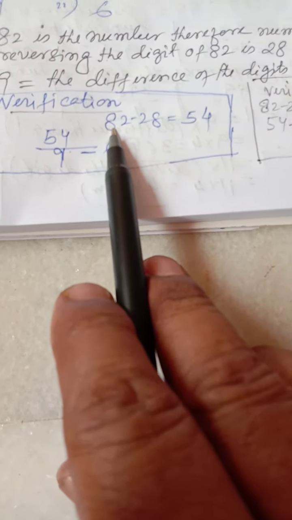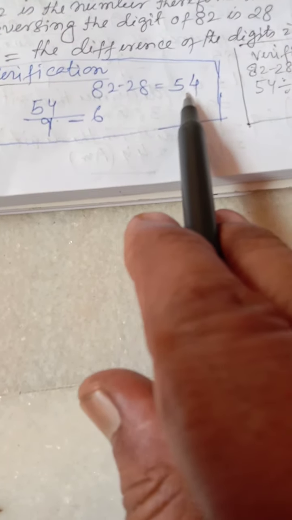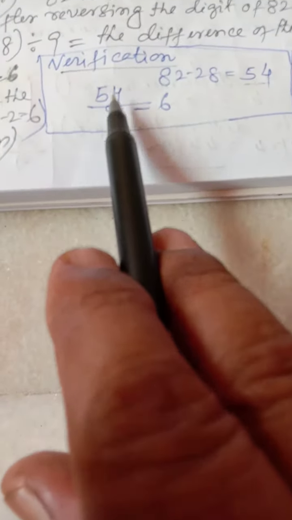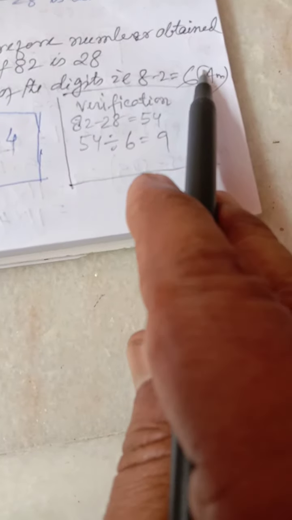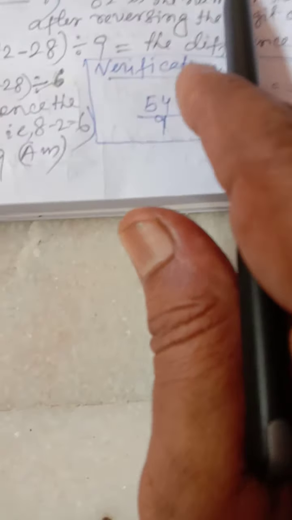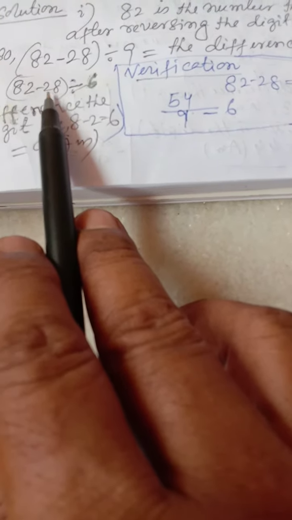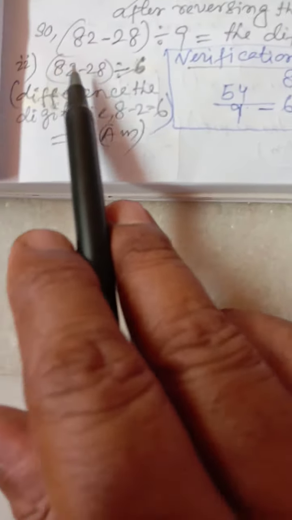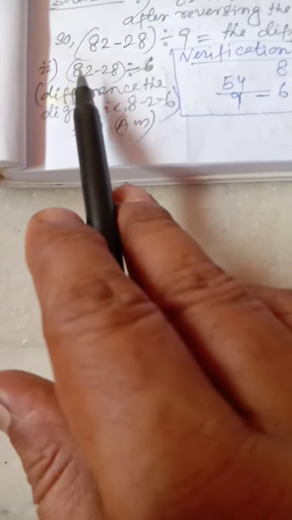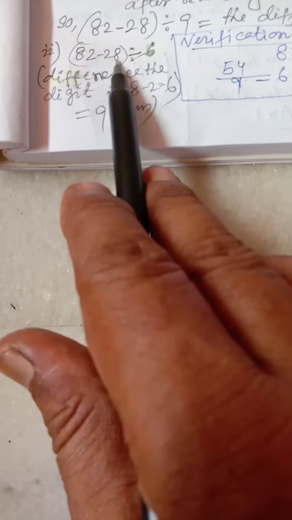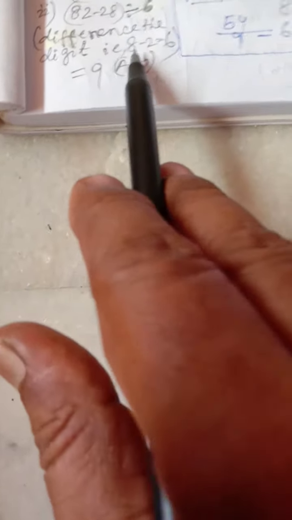Let us do the verification and see. 82 minus 28 becomes 54. Difference is 54. When you divide by 9, 54 divided by 9 is 6. Already 6, you have got it through the property. Now what is said to you? When the difference of the two-digit number and the number obtained after reversing the digits is divided by the difference of the digits of the two-digit number, you will find the quotient as 9. See, 82 minus 28 divided by 6 will become 9.